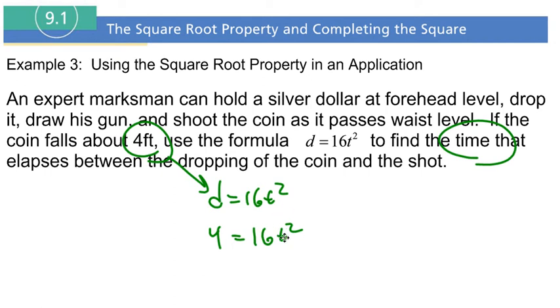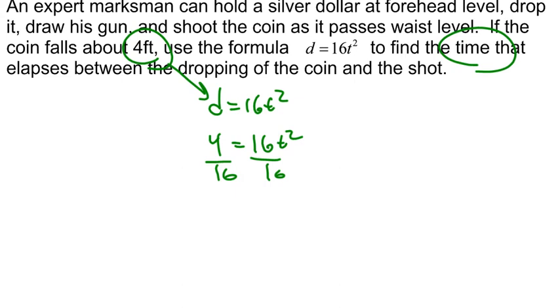So if we want to solve for t, okay, we're not going to take the square root of both sides. We're first going to always get rid of our coefficient in front of our variable. So we can divide both sides by 16. All right. Now, don't make the mistake of saying that this is 4, okay, because 16 doesn't go into 4, but 4 goes into 16.